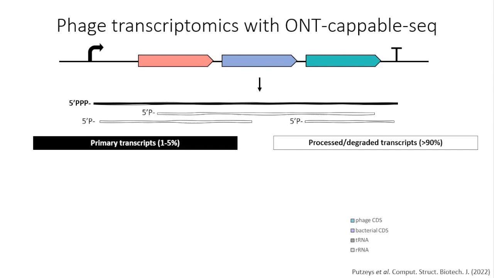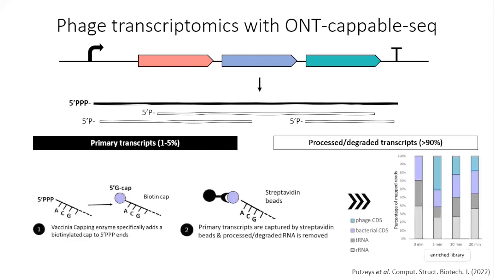Those primary transcripts constitute only a small percentage of the RNA molecules that are inside, and we need a way to get them out. Interestingly, the triphosphate end of those primary transcripts is unique to them. So using a specific capping enzyme, you can add a biotinylated cap that you can then specifically pull out with streptavidin beads and sequence through long-read sequencing technology.